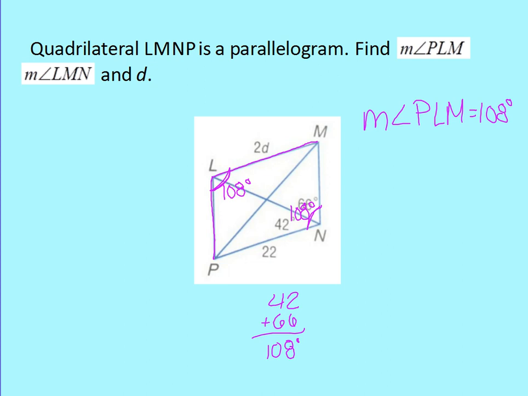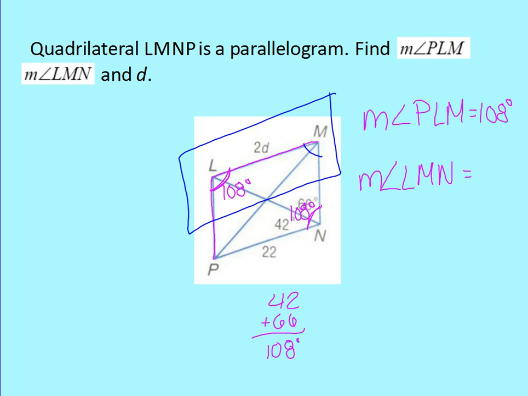We also need to find the measure of angle LMN. LMN is this angle up here. Now we know those two angles that are inside that blue box are consecutive angles. There is nothing that separates them. And we know that consecutive angles are supplementary, which means they add up to 180 degrees. So we have 180 degrees. We've already used 108 degrees in the first angle. So if we subtract this, that means there are 72 degrees left for angle LMN.